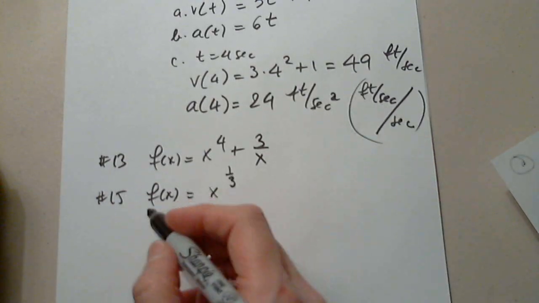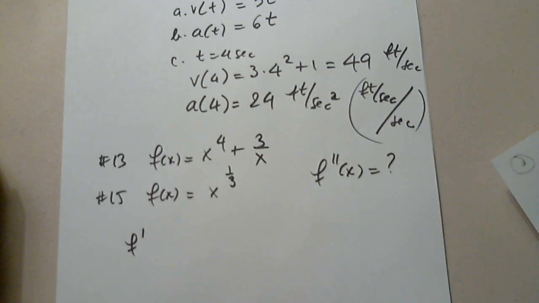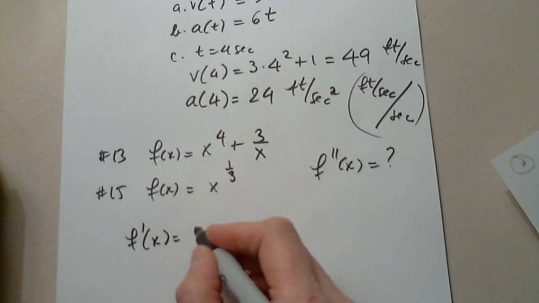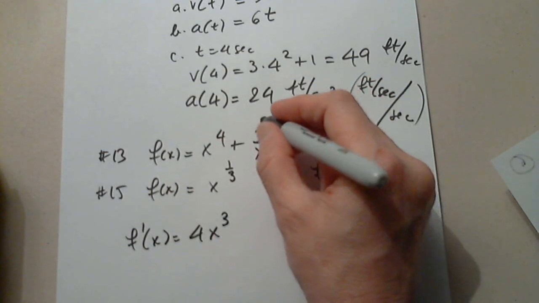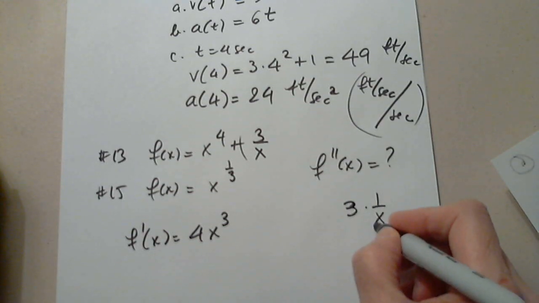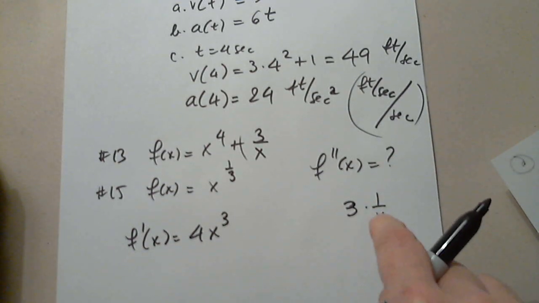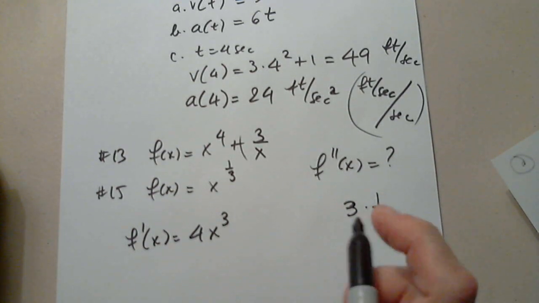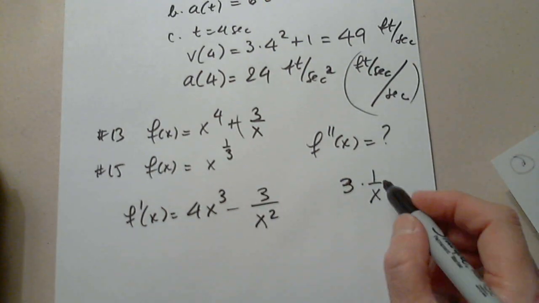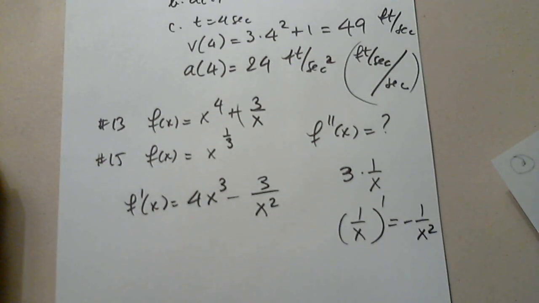Okay, so for this, we're asked to find the second derivative for both. So the first derivative, 4x to the third. I want you to remember the derivative of this is very important. So this is 3 times 1 over x. Now we know how to read it. And we know that the derivative of 1 over x is negative 1 over x squared. So minus 3 over x squared. So please remember the derivative of 1 over x is negative 1 over x squared.